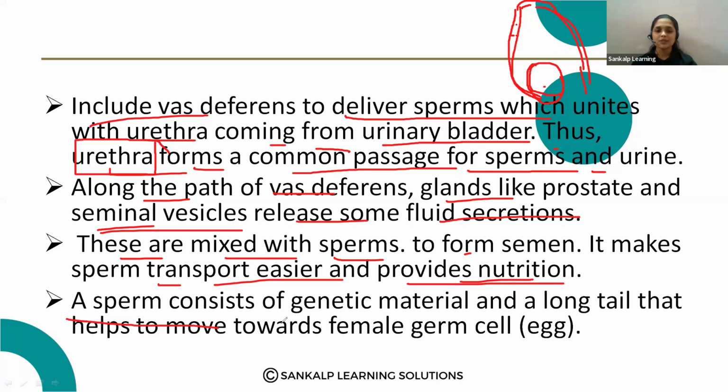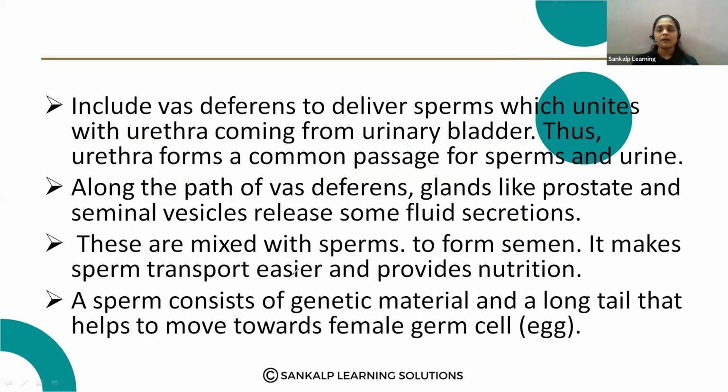And the sperm consists of genetic material and a long tail that helps it move towards the female germ cell, that is, the egg. Okay, like this, you should explain every part of the male reproductive system, as given in your NCERT notebook. You can include other important points also. Like this, you should write the answer.